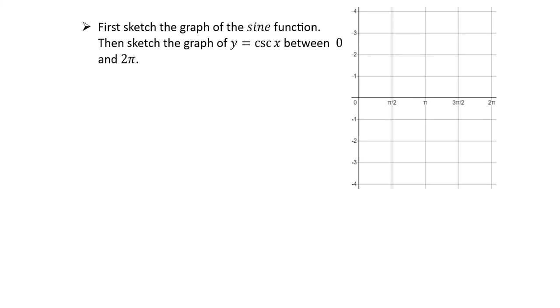So let's take a similar approach as we did with the secant graph. Let's first graph the sine function. Remember, the sine function starts at the origin, a quarter of the way through a period, it's at its max. Halfway through, it's back at the midline. 3/4 of the way through, it's at a minimum. And at 2 pi at the end of its period, it is back at the midline. So we have this kind of graph going on.